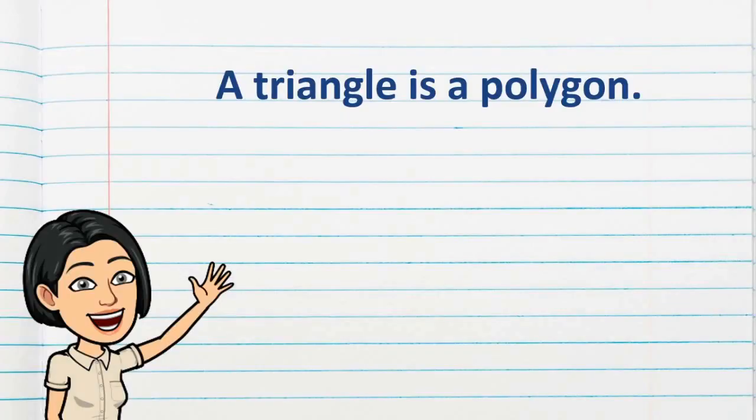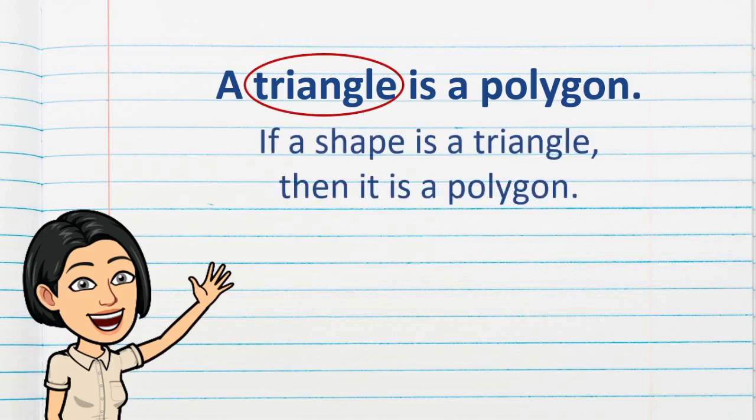So, how about this one? A triangle is a polygon. Let's first change this into an if-then statement. Triangle is our subject, so that will be our hypothesis. If a shape is a triangle, then it is a polygon. As you can see, I added some words to make the statement more comprehensible.